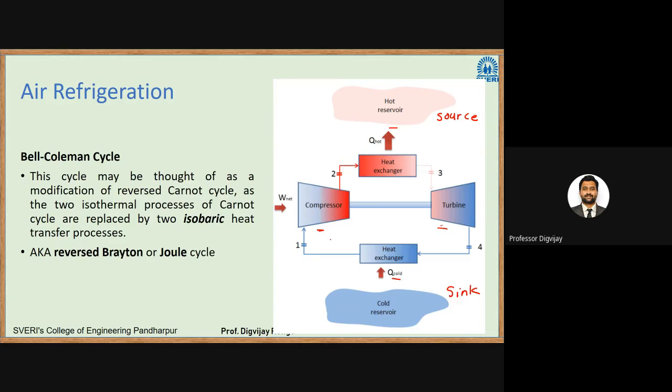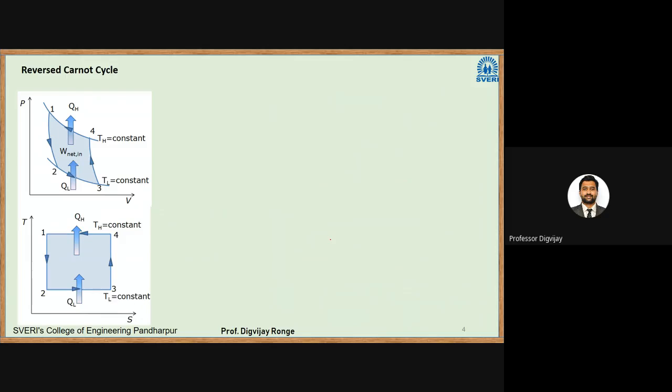Okay, so I hope you have drawn the diagram. Now we'll see the processes. What is the difference between the reverse Carnot and Bell-Coleman cycle? This figure is now familiar to you. We have seen this in the last two lectures. First, we saw the Carnot cycle, and as all processes in the Carnot cycle are reversible, we can reverse their direction, and what we get is the reverse Carnot cycle.